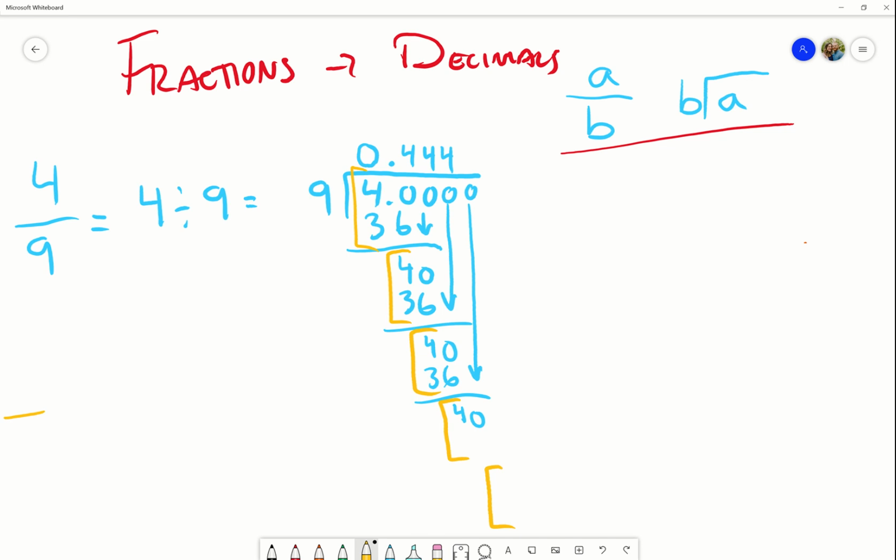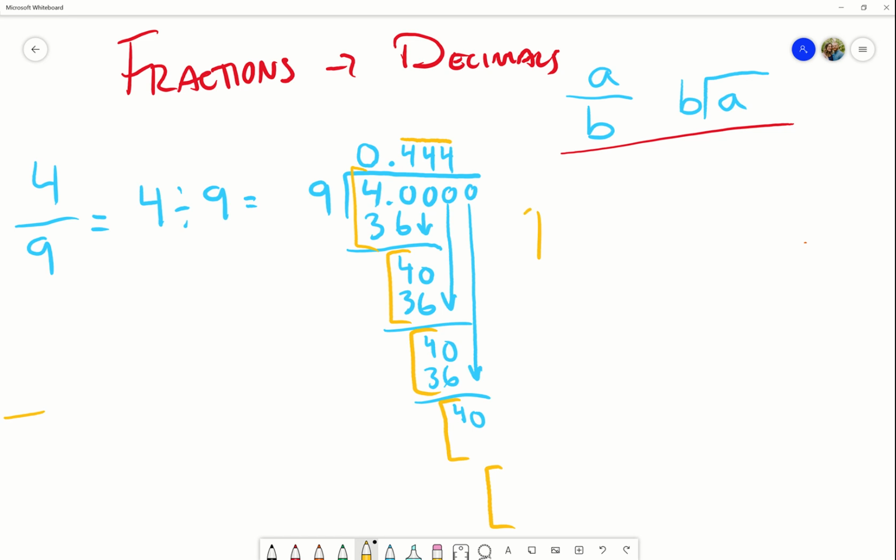I could sit here and do the math on this forever and ever, or I can draw a line that goes over my repeating numbers here to say this is going to repeat forever. This 0.444444 will repeat forever and ever. I have a repeating decimal.